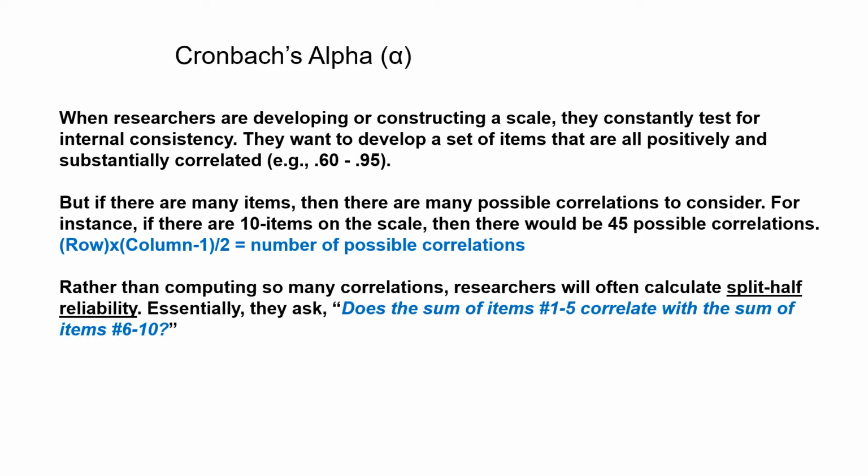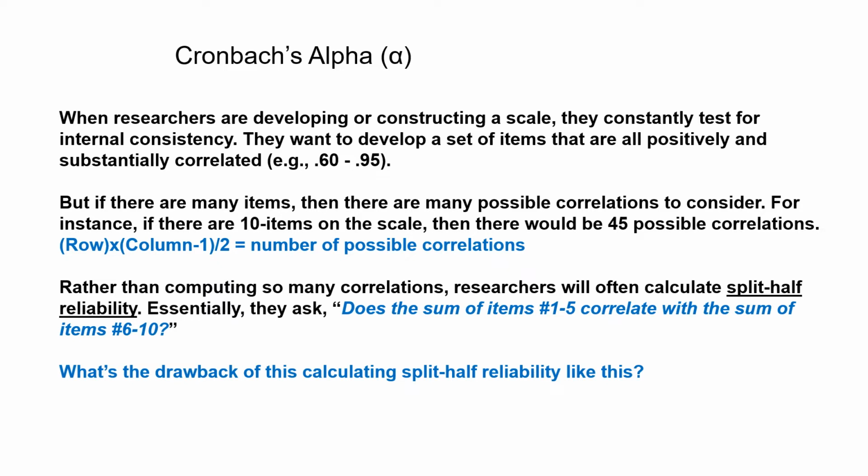One of the ways they'll do it then, instead of calculating all of those correlations, is they'll do that split half I was talking about. They'll take items 1 through 5 and add them together, and items 6 through 10 and add them together, and then see if items 1 through 5 correlates with items 6 through 10. But I already talked about this.